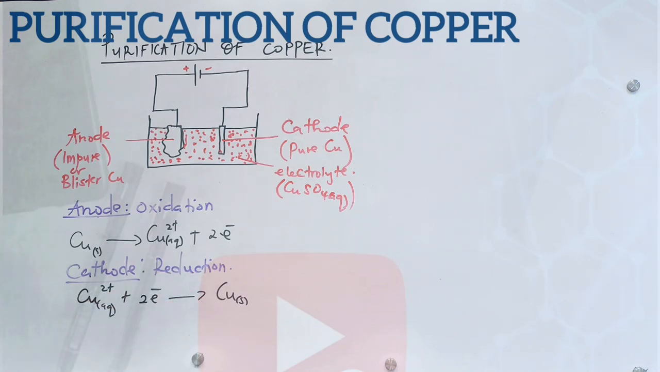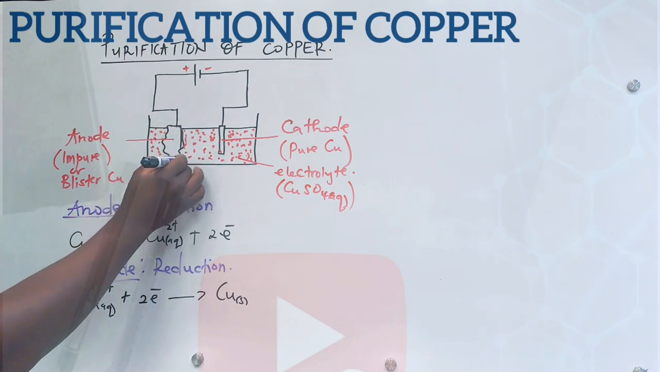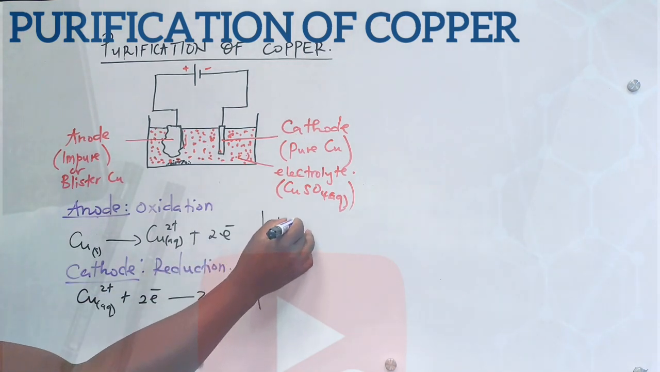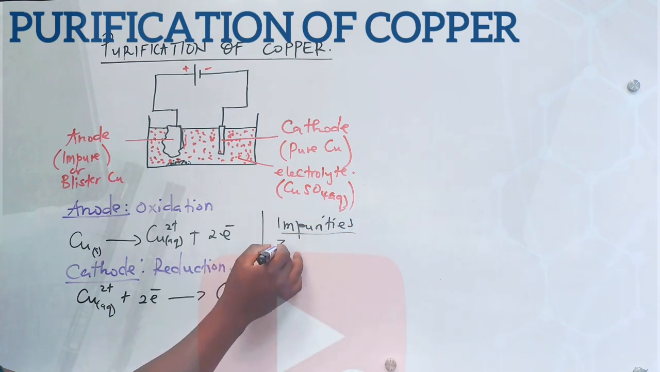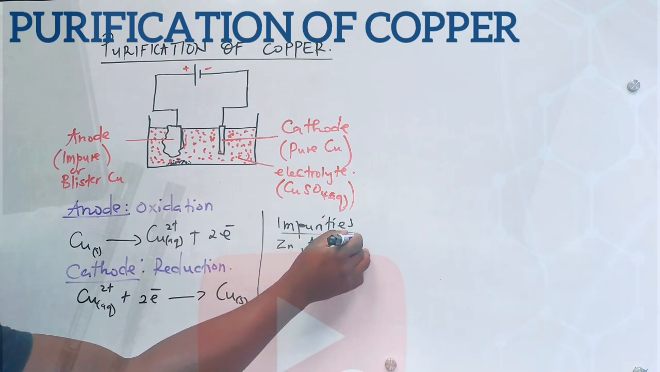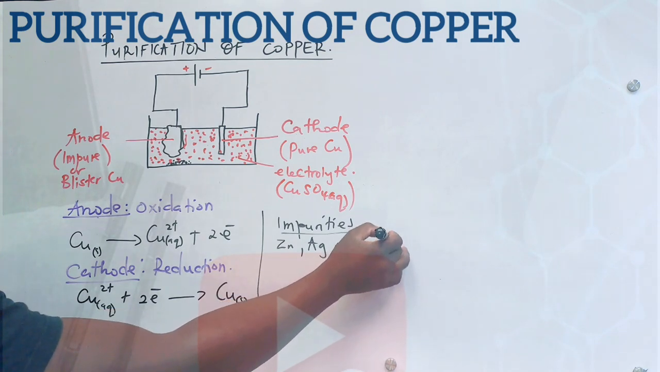Then the impurities from the blister copper fall here. They are collected at the base of the electrolytic cell. Examples of impurities can be zinc, silver, or gold, etc. Also platinum can be part of impurities.